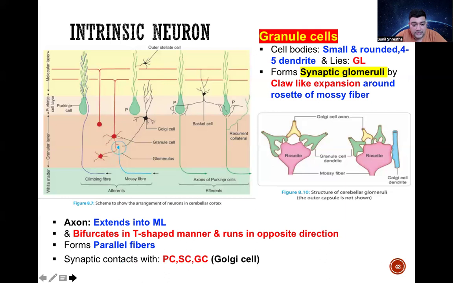While moving, they come in contact with the Purkinje cell. If you see here, they are coming in contact with the Purkinje cell. After that, they also come in contact with the stellate cells and with the Golgi cells. There is also a connection of the Golgi cells with the granule cells after dividing in a T-shaped structure, so they have connections with the other cells as well.